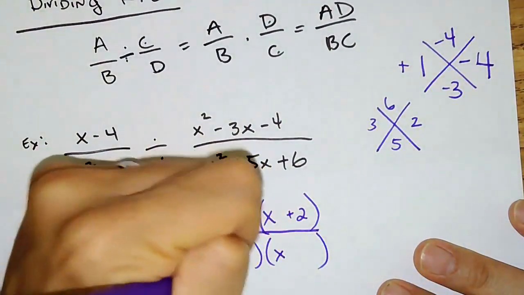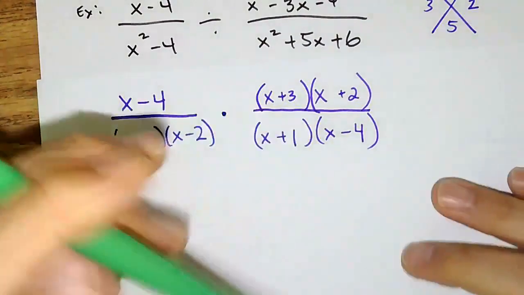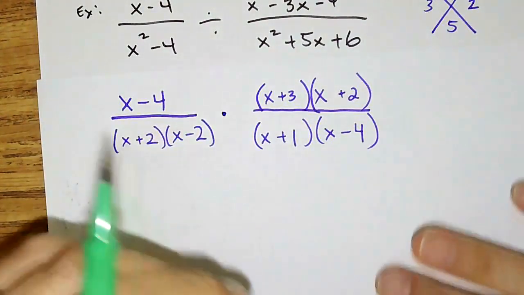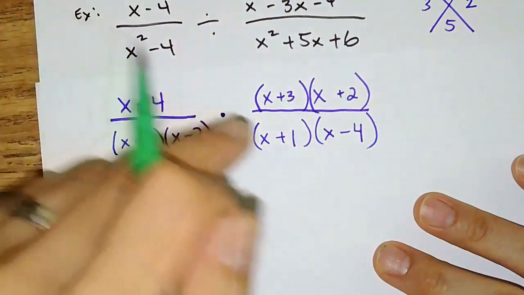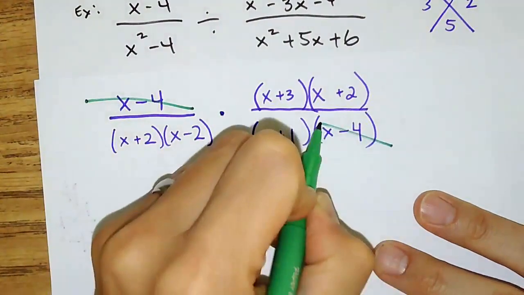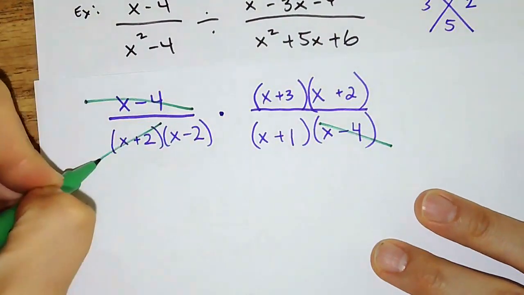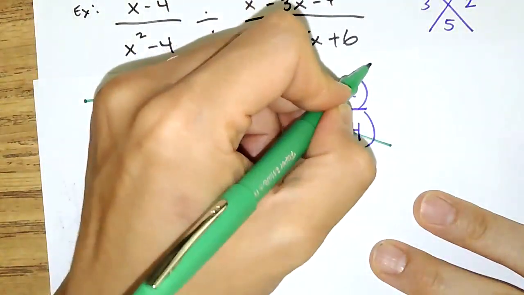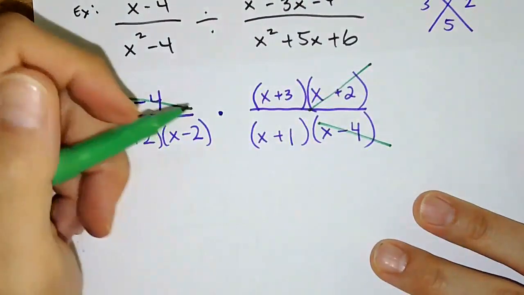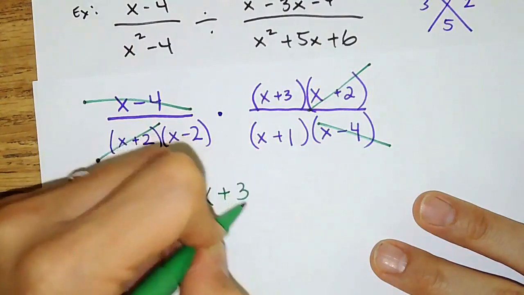So we have x plus 1 and x minus 4, and this is the most satisfying part of this whole process. We're going to cancel things out from my numerator and my denominator. I see an x minus 4, I see an x minus 4. I see an x plus 2 in my denominator, I see an x plus 2 in my numerator. And I'm just left with these two guys. So those two guys are my answer.